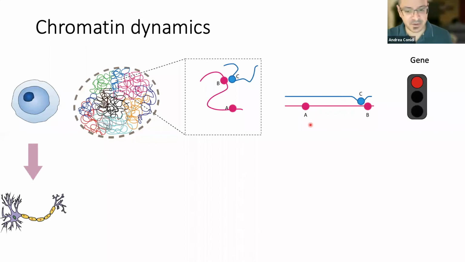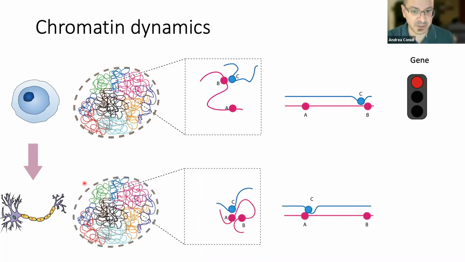When we have differentiation to, for example, neurons, but it can be any other kind of cells, we have a different conformation. And if we zoom in, now we see that A and B are very close. So we say that they're in close proximity, even though if we straighten them, they're still far. And C now interacts with A, and doesn't interact with B. And this, in the case of ZEP2, is associated with a green light to transcribe ZEP2, to produce ZEP2.